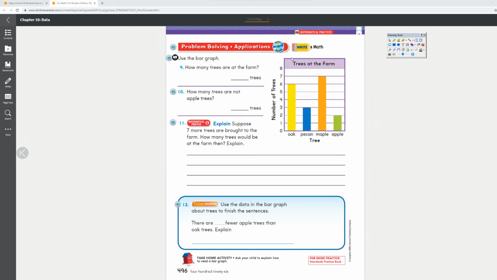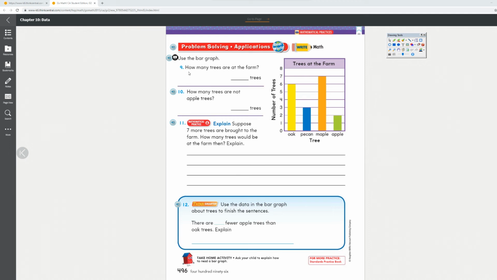So we know that there are going to be trees at the farm, and then we're going to look at the number of trees here for that farm. Now, down below we can see the types of trees and the colors. So we have the oak tree, the pecan tree, the maple tree, and the apple tree. So, using this information, figure out these questions. So work on it on your own if you feel comfortable. If not, let's work on it together now.